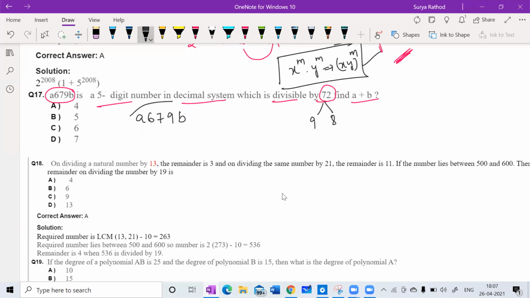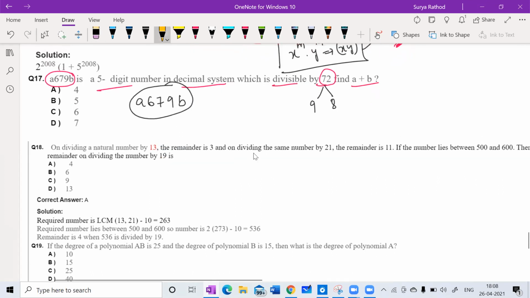Now, how can we solve this in a shortcut way? For divisibility by 9, I am supposed to add all these digits. After adding, it's supposed to give a multiple of 9. To check whether a number is divisible by 9 or 3, I have to add all the digits. For checking divisibility by 4, I have to look at the last two digits.